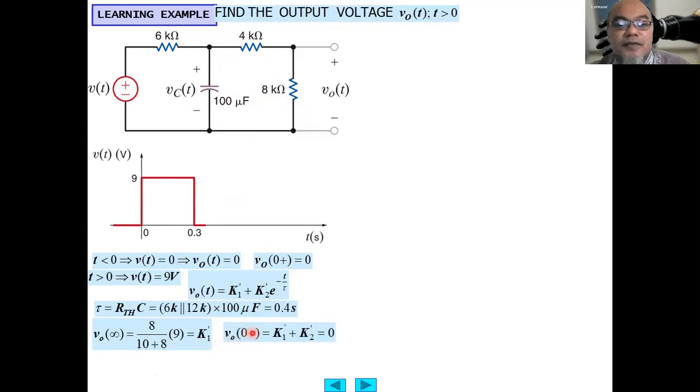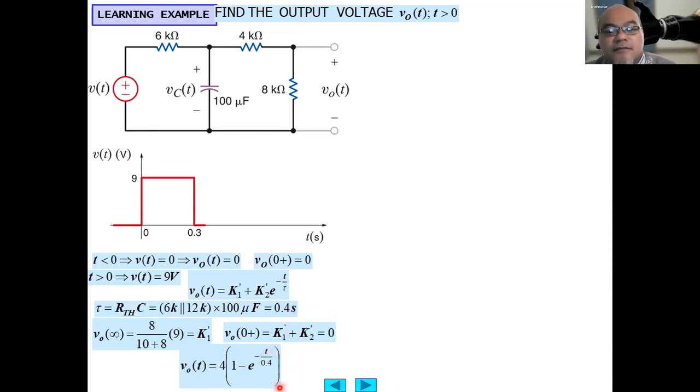The V output at initial value at 0 plus equals 0. This is equal to K1 plus K2. So we know here K2 equals 0 minus K1, or minus K1 dash. So V output will be equal to K1, which is the steady state value. Here is 8 divided by 18 times 9. So this is 4 volt. K1 is 4. K2 is 0 minus 4, so this is minus 4.